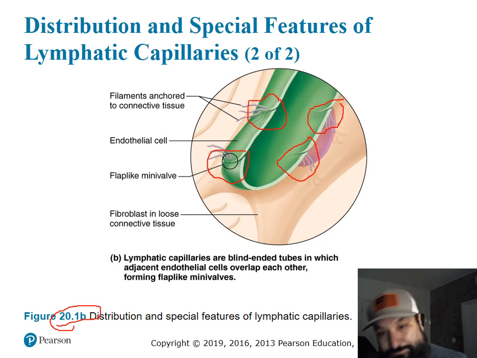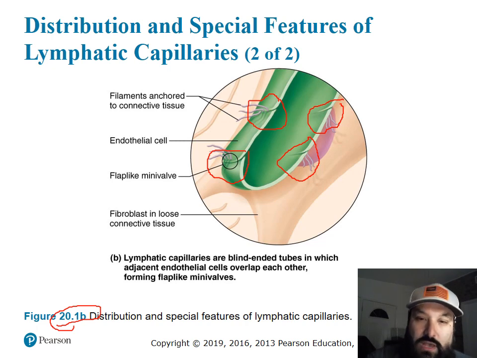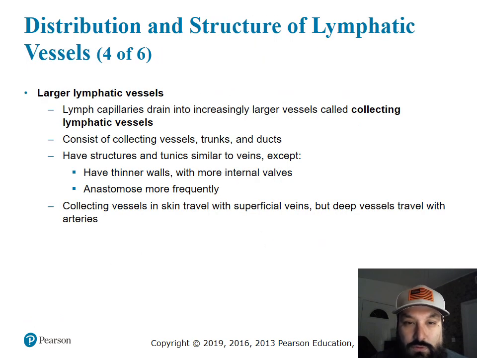So when fluid is increased around that area outside of the capillary, those valves open up a little bit more, allowing more fluid to go into the capillaries. And then when fluid decreases, it causes those flaps to shut down. That's really how the system works as far as how much fluid gets into the lymph capillaries and how much does not.